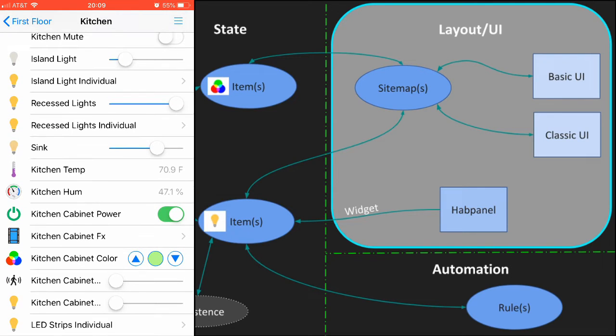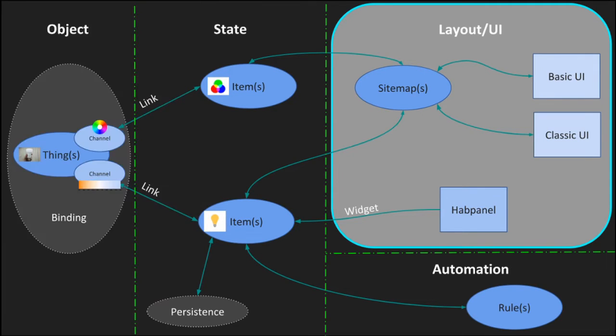Both the Basic UI and the Classic UI do not interface directly to your items, like HABPanel does. Instead, these user interfaces depend on a configuration file called a sitemap. Sitemaps define the layout and handling of items for the user interface and tell the Basic or Classic UI how to interact with your items.